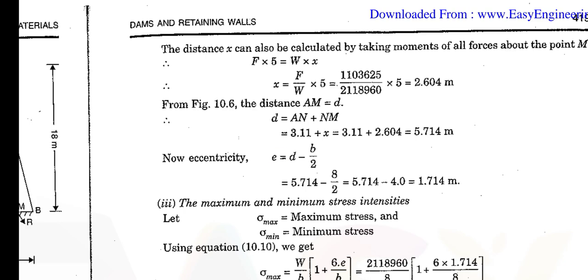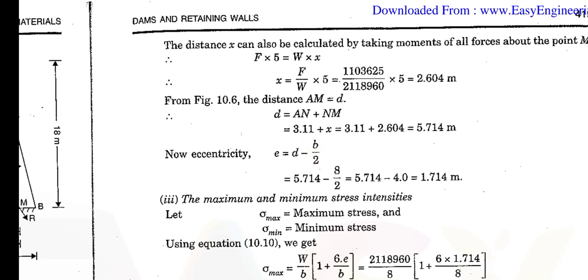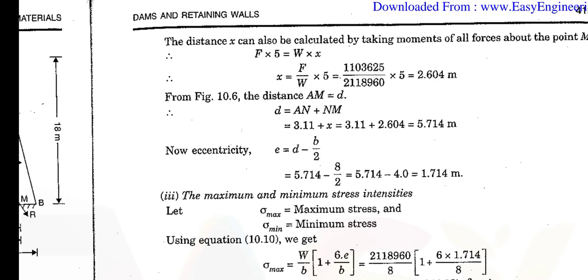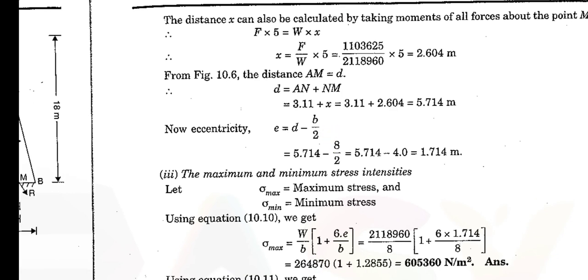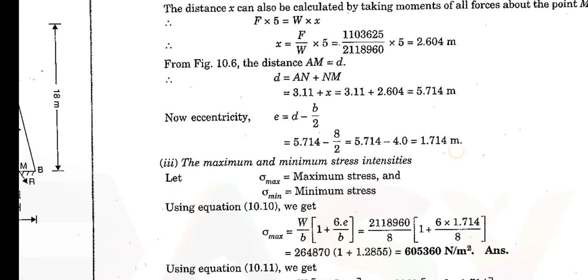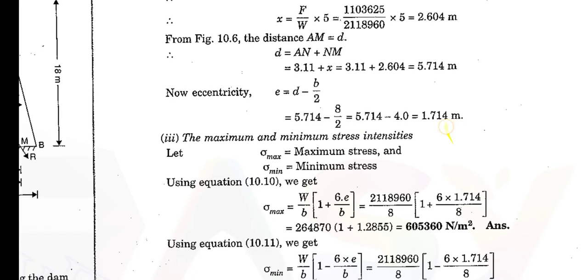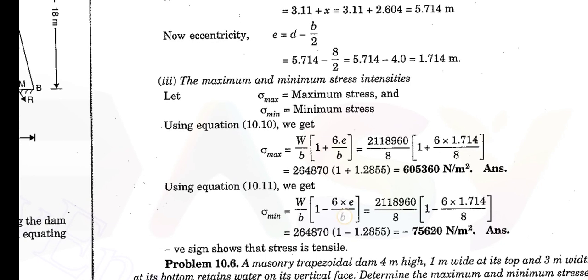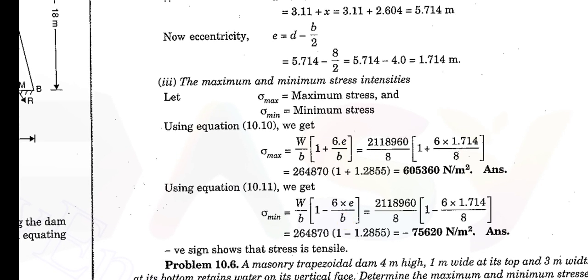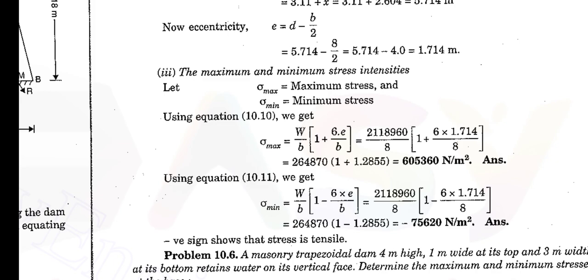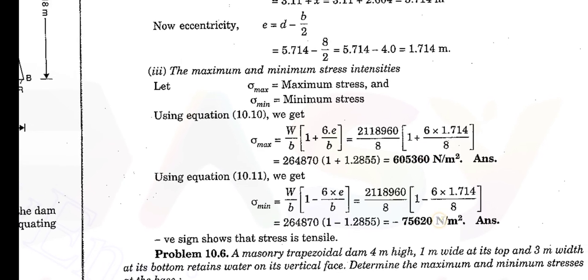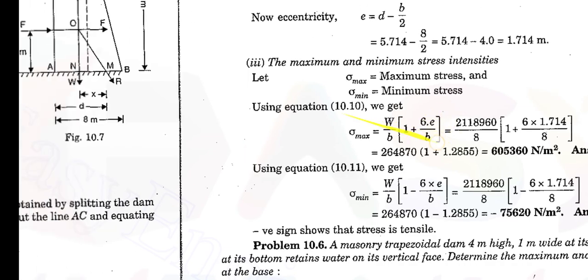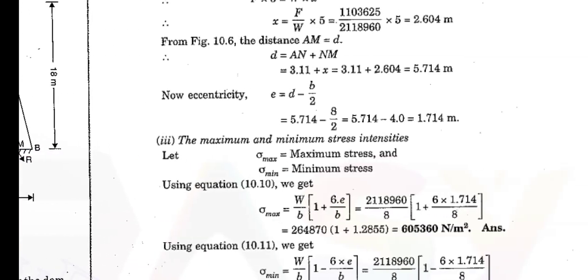Now eccentricity is equal to D minus B by 2. In the previous rectangle, E was directly X, but here E is equal to D minus B by 2. So here it will be 5.714 minus 8 by 2, so it will be 1.714 meters. For the stress value, the same formula is used. Now we have to substitute the calculated E value, 1.714. After substituting, you will arrive at the maximum and the minimum values. So with this, this type of problem gets over.